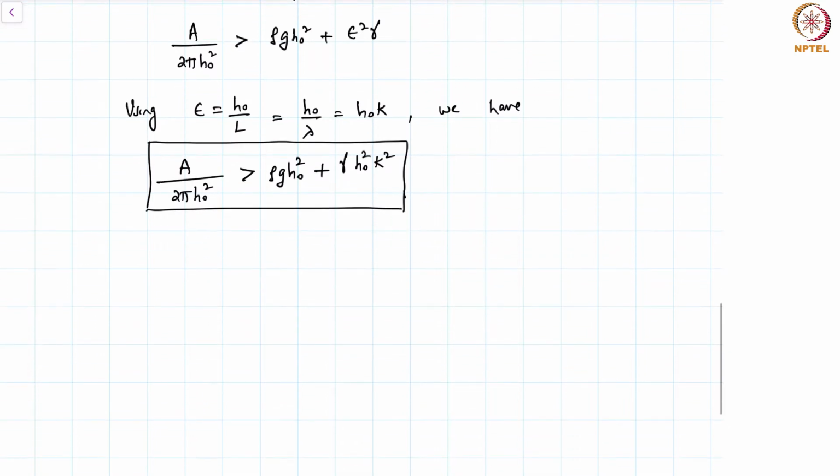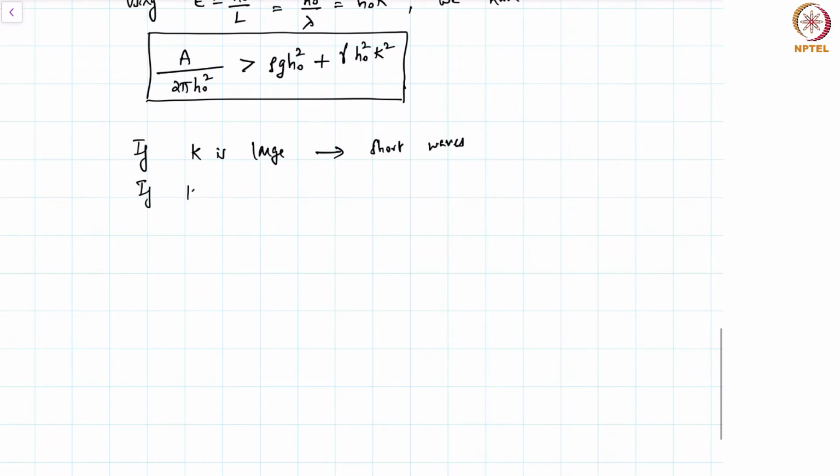Now, if k is large, we have short waves. If k is small, then we have long waves.